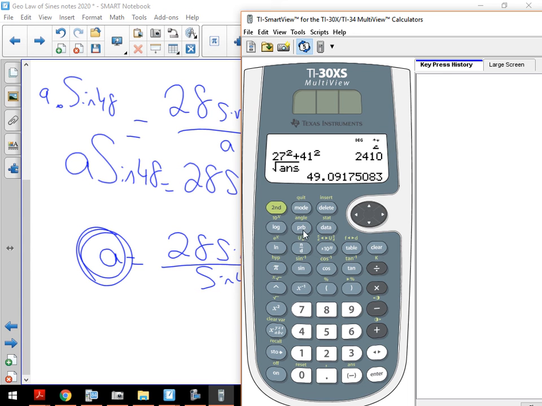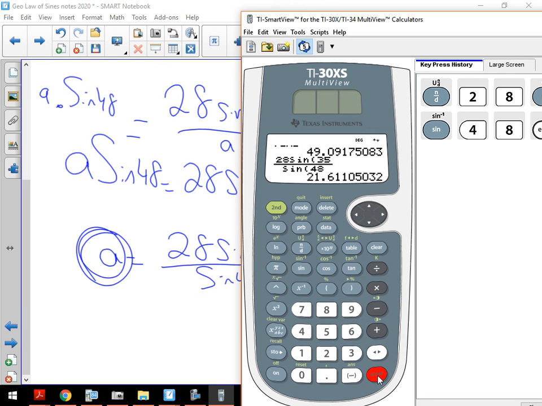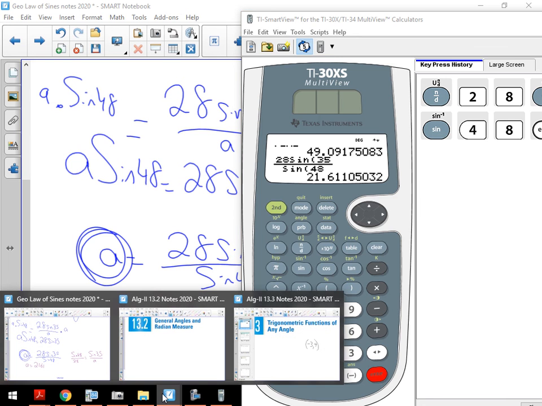So let's see, we would do a fraction bar. So 28 sine 35, and then over sine 48. And I press enter. And I get 21.61 or a little less. You okay with that? All right. Notice, use fraction bars and that thing works out real nice. So you wind up with little a being 21.61. Always go to decimals.